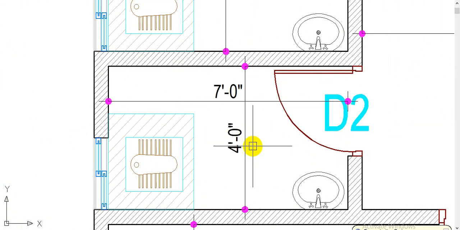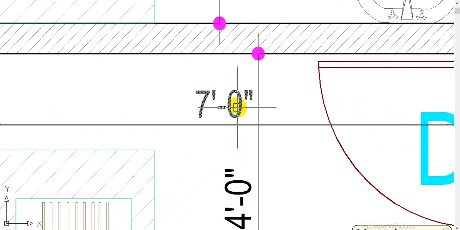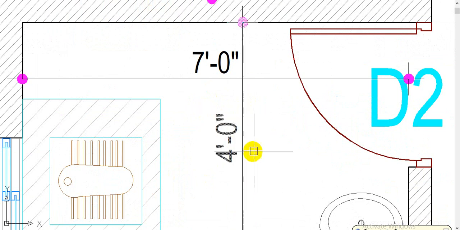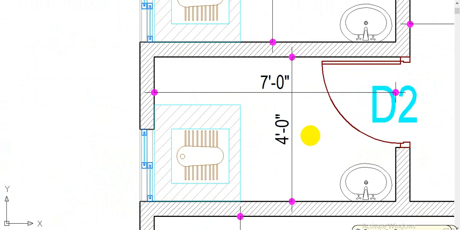This is our common toilet. In this common toilet we have this direction 7 feet and this direction 4 feet. Overall our common toilet measurement is 7 feet by 4 feet.